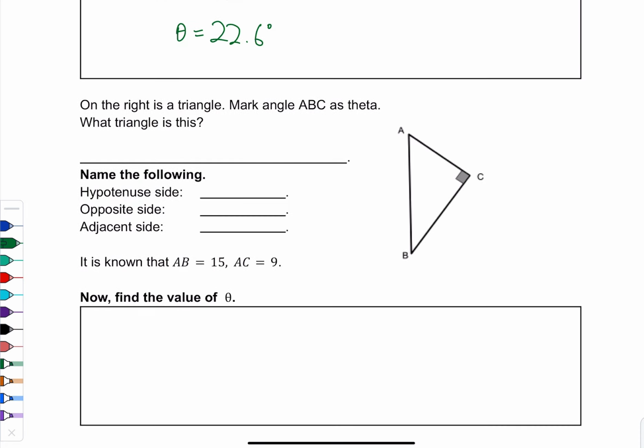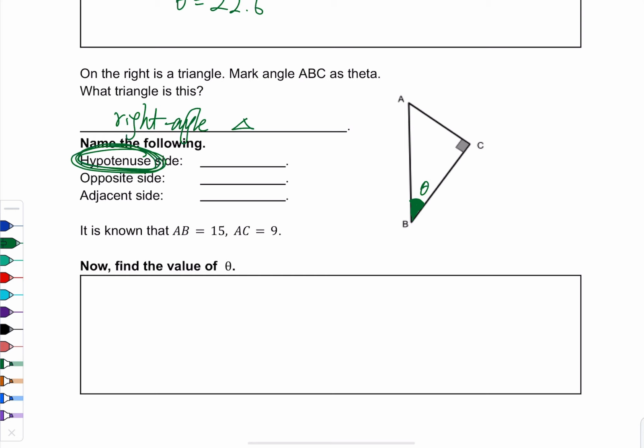Next, what triangle is that? Right angle triangle. And then which one is our angle? ABC. Here is your theta. And then which one is our hypotenuse line? Hypotenuse line is the line opposite the right angle, so which is here, AB. And then which one is the opposite line? Opposite line means the line that's opposite the angle. So here, AC. And then whatever is left is your adjacent line. So you have written all O, A and H.